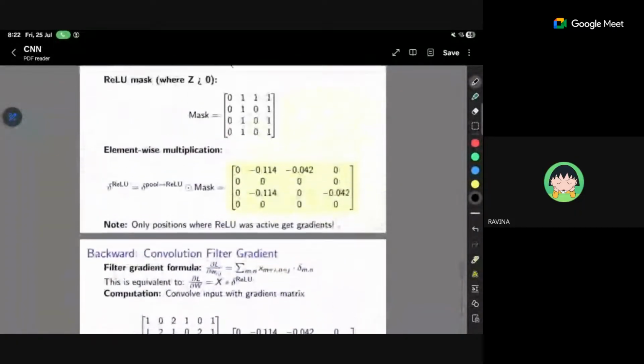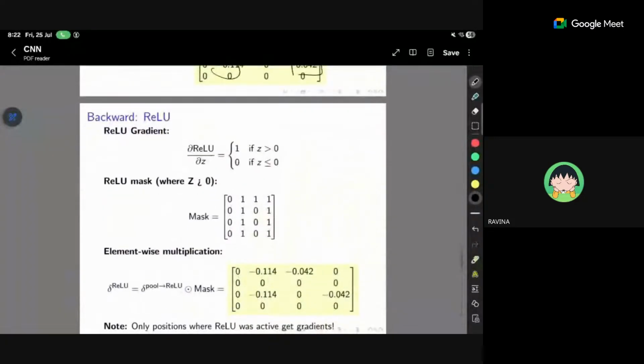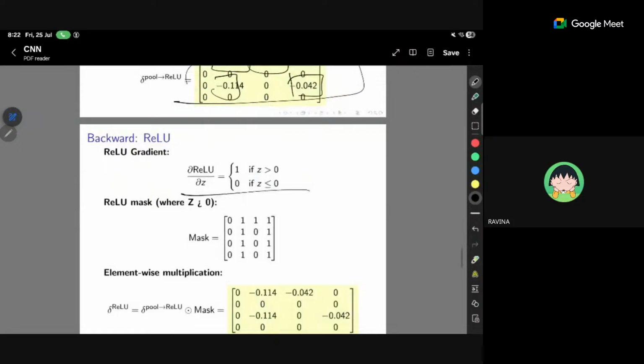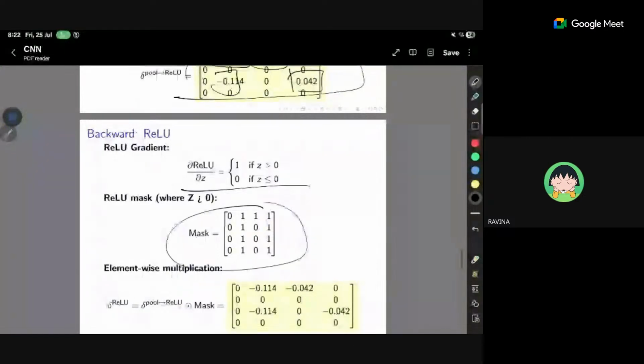Now I mentioned that whenever you do the gradient of ReLU, you have this kind of mask kind of thing.